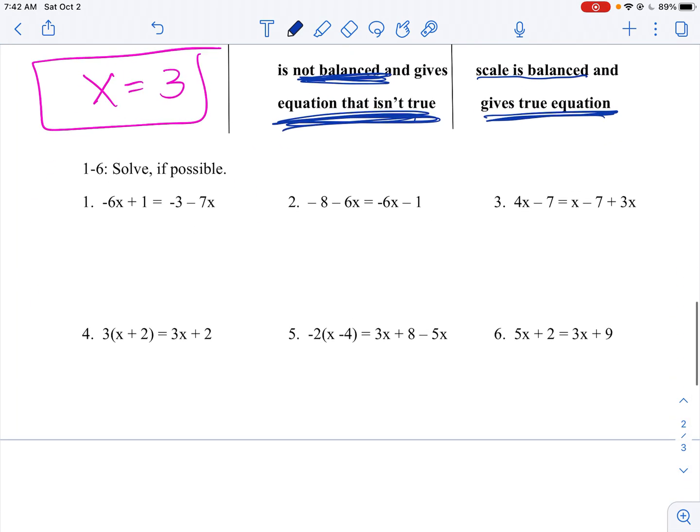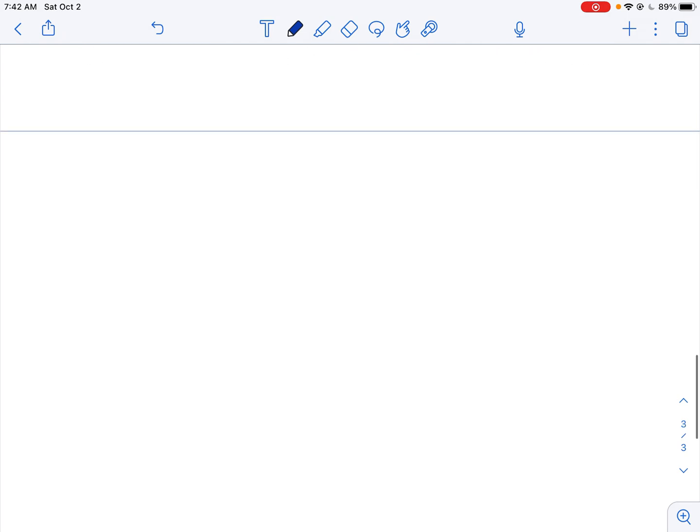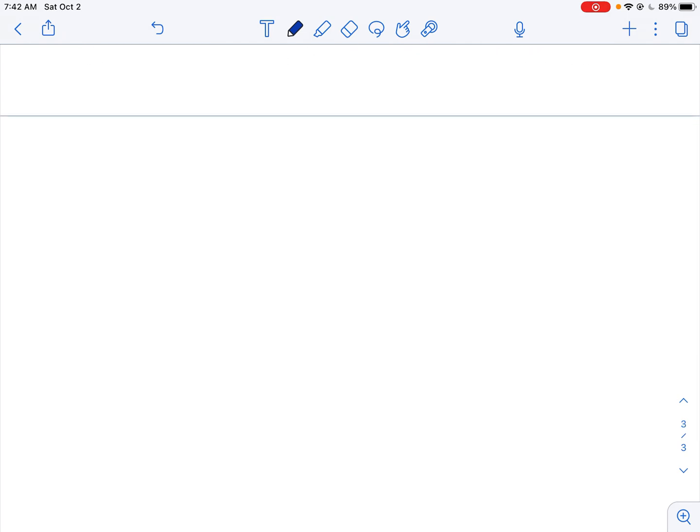So what we're going to do, we're going to come down here. Oh, actually, before we do that, I want to do a couple of vocabulary words. Coefficient.